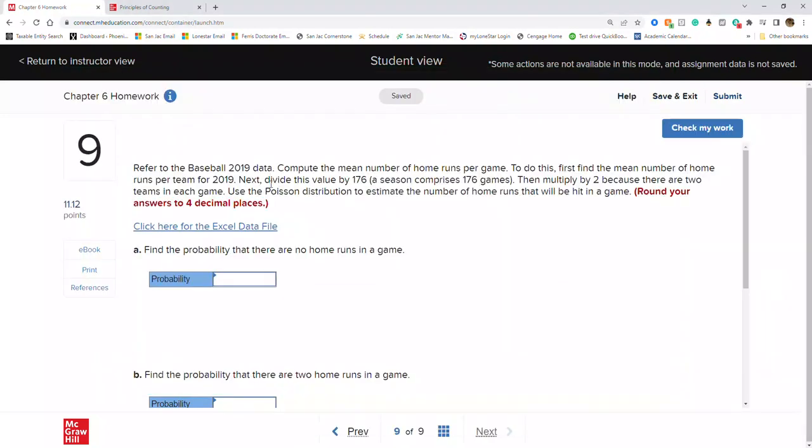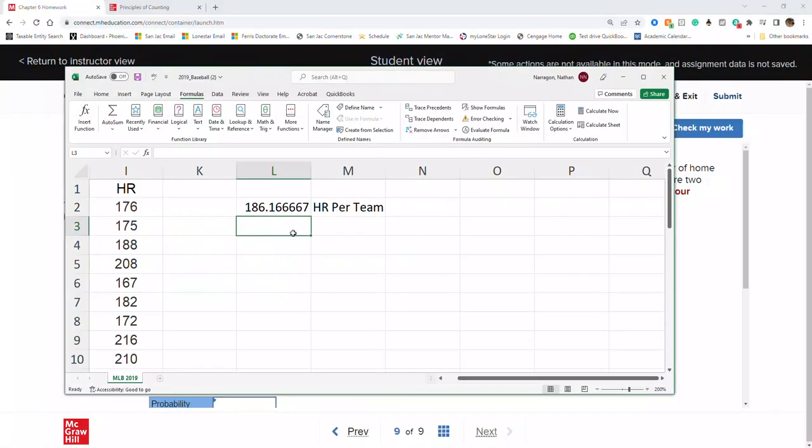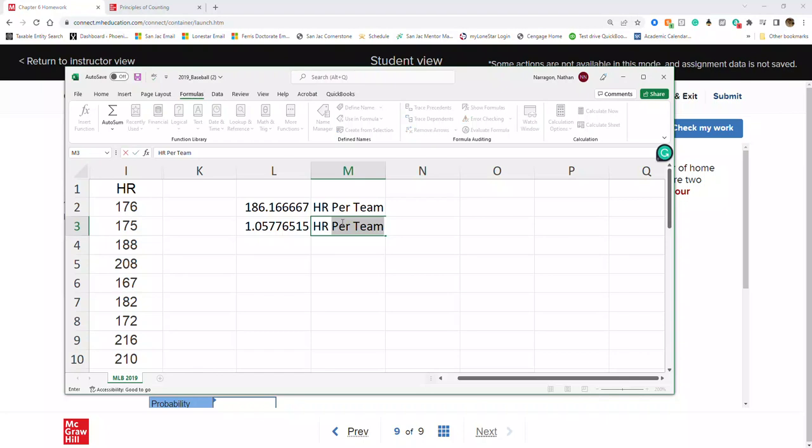Alright, so next we need to divide the value by 176, as that's the amount of games that have actually happened. Okay, so this is going to equal this number divided by 176. Okay, this is home runs per game season.